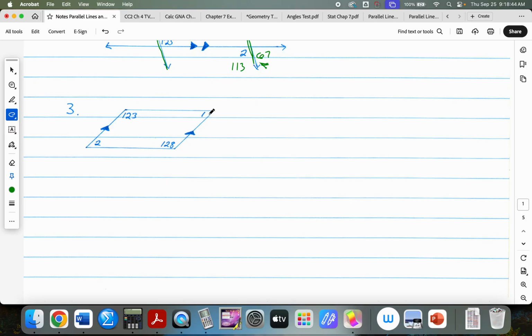So which angle is angle 1 related to in terms of its size? The 128 or the 123? The 123 because I want my transversal to cross the parallel lines. So these are same side interior angles. Subtracting from 180, we get that angle 1 is 57 degrees. And then for angle 2, which one is it related to? The 128. Again, I want my transversal to cross the parallel lines. So subtracting from 180, we get that this angle is 52.